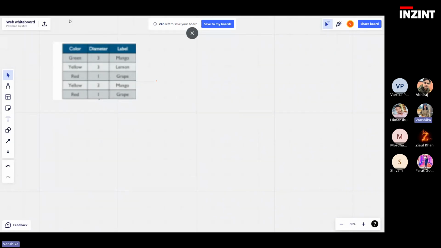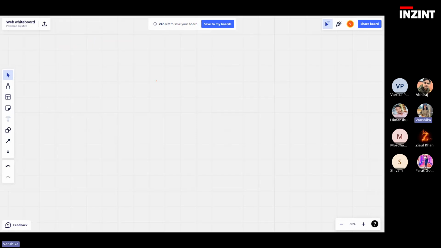Alright, can you please confirm if this image is clearly visible to me? Is it somewhat blurred? Okay, let me check. Write the data then.